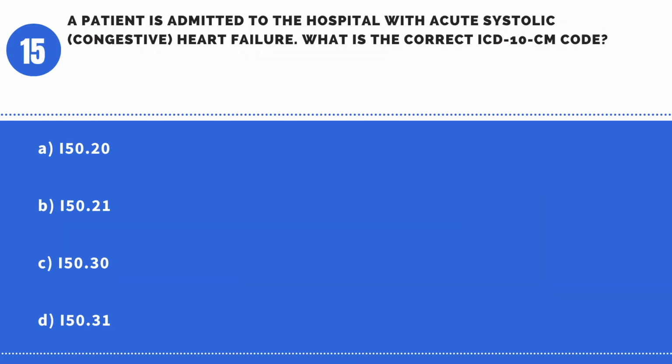Question 15. A patient is admitted to the hospital with acute systolic, congestive, heart failure. What is the correct ICD-10-CM code? A. I50.20. B. I50.21. C. I50.30. D. I50.31.